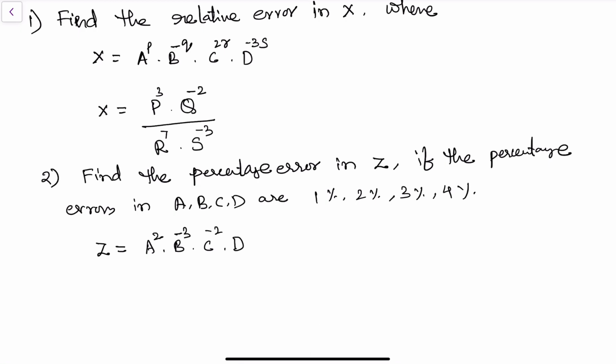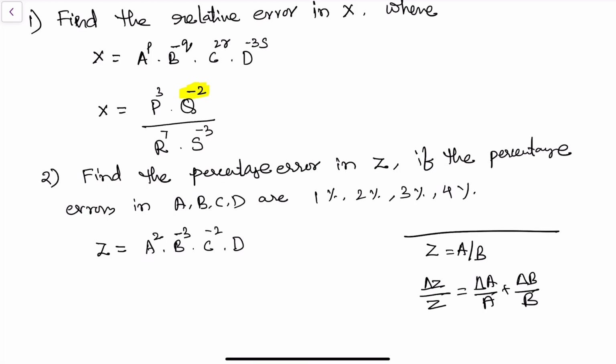These types of problems are asked in exams. Don't be confused. Don't multiply with minus 2 while you are doing it. Errors are always added. See, simple: Z is equal to A by B. Delta Z by Z is equal to delta A by A plus delta B by B. In that way you can write it. So don't write delta A by A minus delta B by B. It's wrong. So errors are always added, either in multiplication mode or division mode. The relative errors are added together.